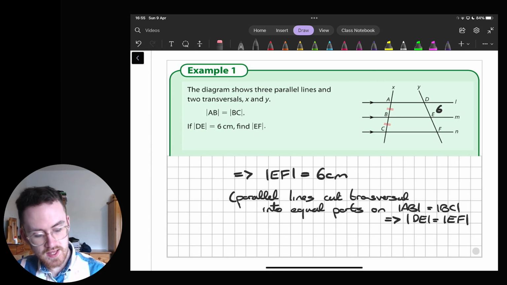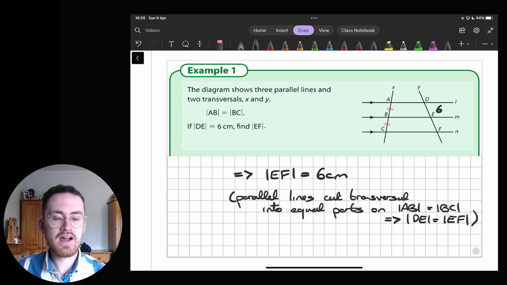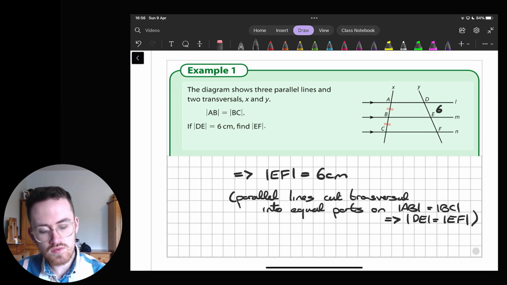So what we're saying is the parallel lines cut this transversal into equal parts, which meant that AB was equal to BC. And if it's the case for one line, it will be the case for any other transversal that's drawn across those parallel lines. So if it cuts one particular line into equal parts, then it will do the same for any other transversal line. So the reason we know that this section and this section are equal is because these 2 parts are equal to each other. That's basically the logic that we're following here.